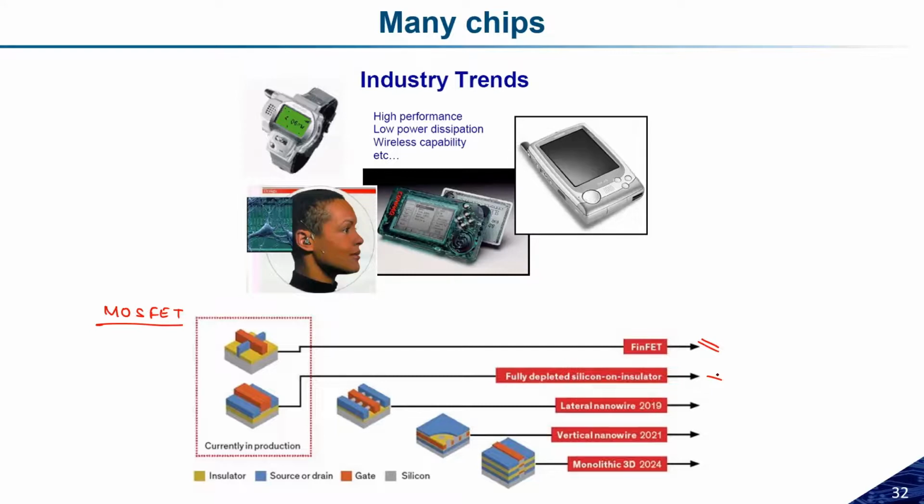Okay. So there are different kinds of device structures being implemented day by day. Currently, vertical nanowire based devices are being fabricated in chips, but the future could be 3D IC.